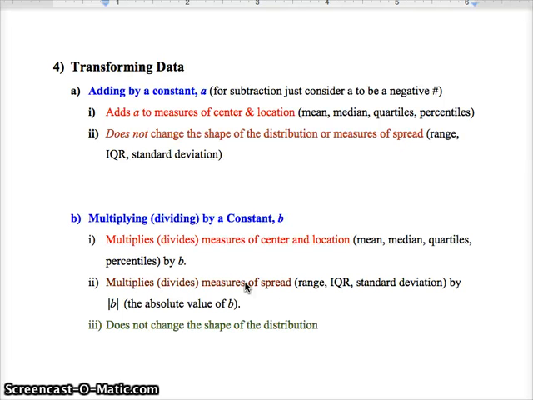However, the shape does not change. The overall shape is the same. It just gets more spread out for multiplying by a number over 1, or less spread out for multiplying by a number less than 1. So these are important rules to know.